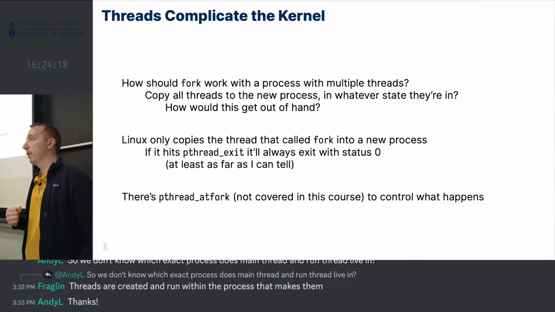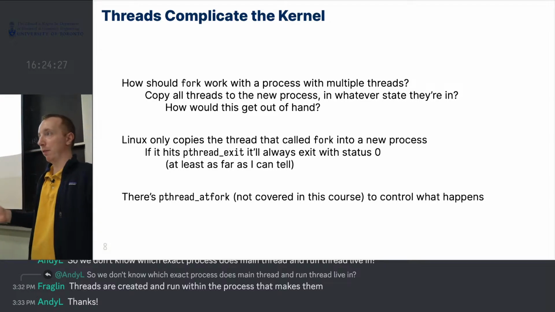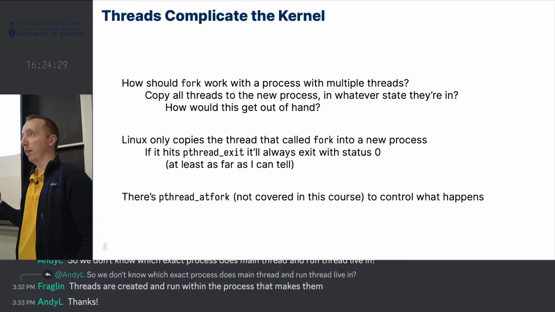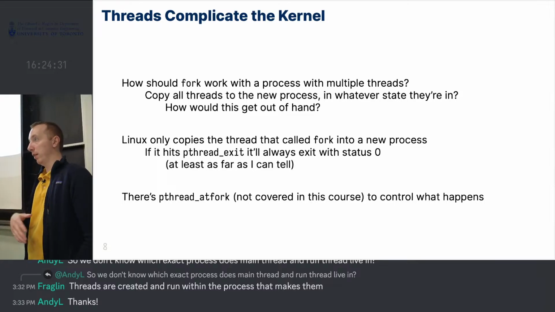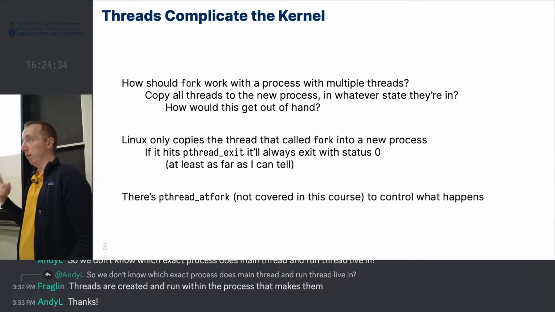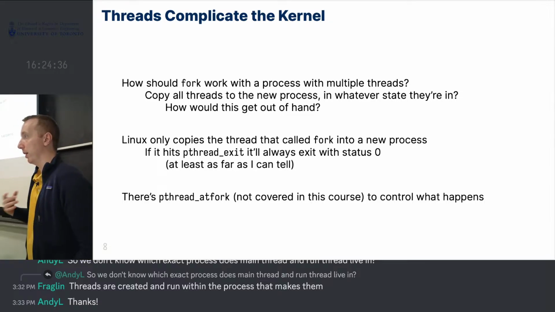That means if you want to have threads after calling fork, you have to create them after you fork. So even if you have 8 threads and then you call fork, the new process just has 1. You'd have to recreate them if you want them again.